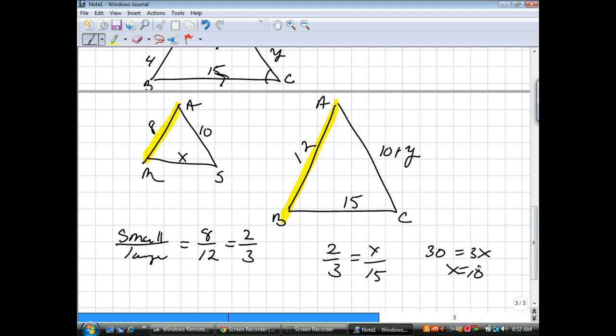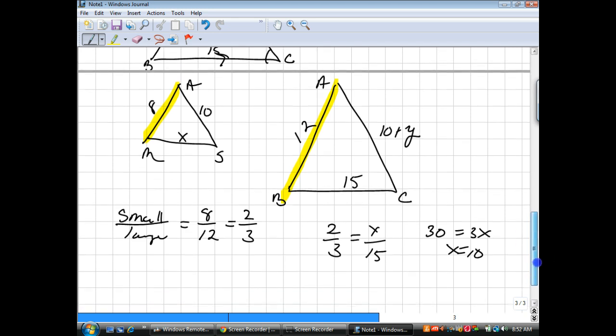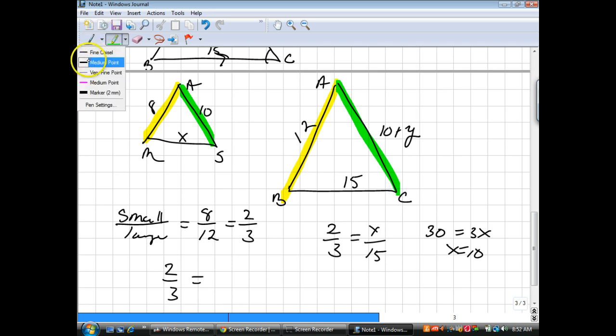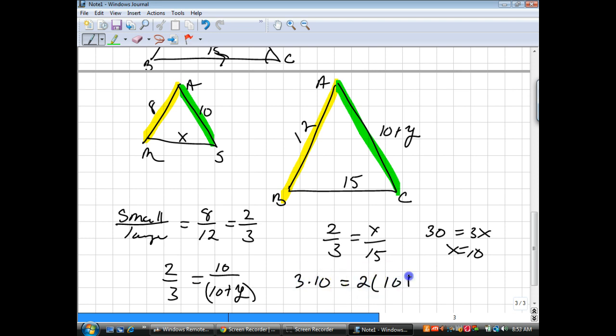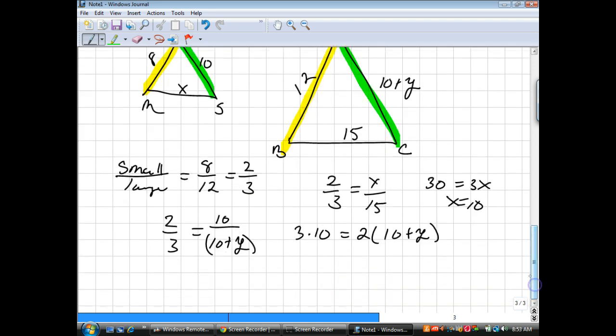Okay? Then if I wanted to know y, again, I would use my scale factor, and AS corresponds to AC. So I would set up my ratio of 10 to 10 plus y. Okay? Then doing means and extremes, I would get 3 times 10 equals 2 times 10 plus y. And I would get 30 equals 20 plus 2y. Subtract 20 from both sides, I get 10 equals 2y.